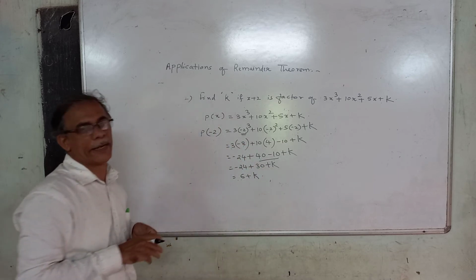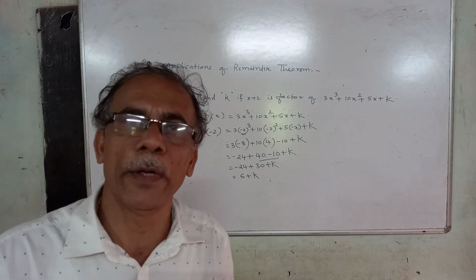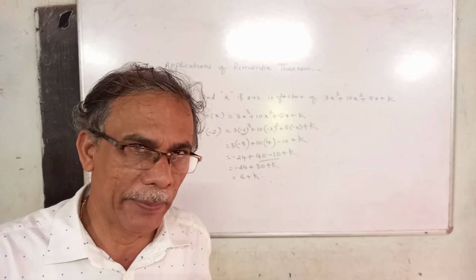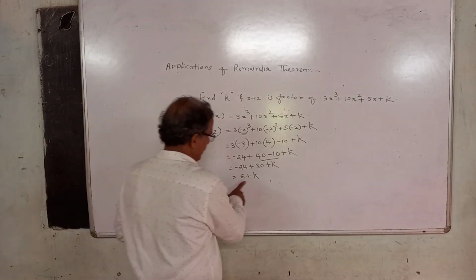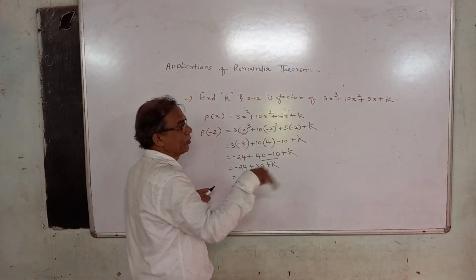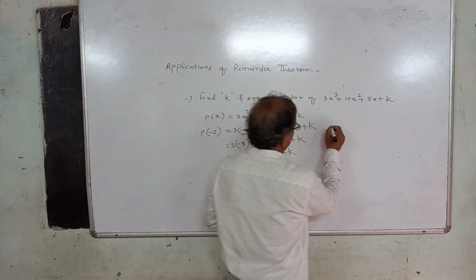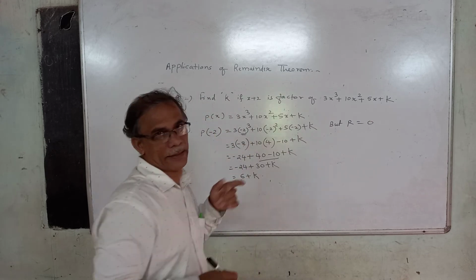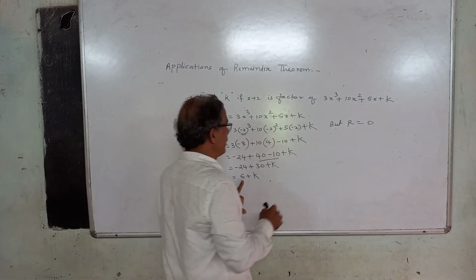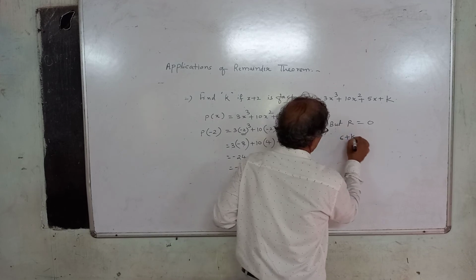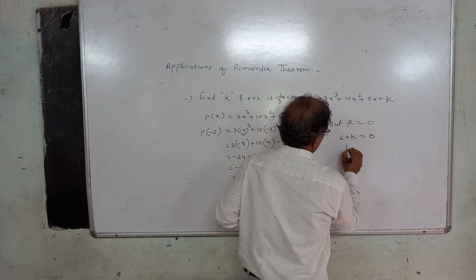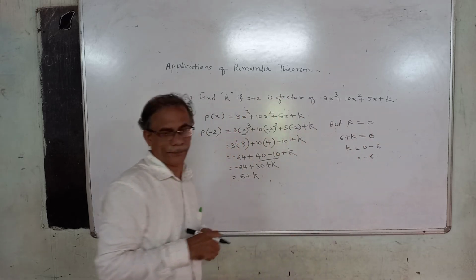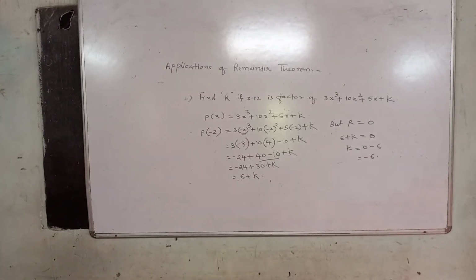This is our remainder. Now to find k, what do we have to use? That x plus 2 is a factor. So if it is a factor, the remainder must be 0. But what is our remainder? 6 plus k. So this 6 plus k should be equal to 0. R is equal to 0 because x plus 2 is a factor. When it is a factor, its remainder is 0, and our remainder is 6 plus k. So 6 plus k is equal to 0, and therefore k is equal to 0 minus 6, that is minus 6. Okay. So like this.